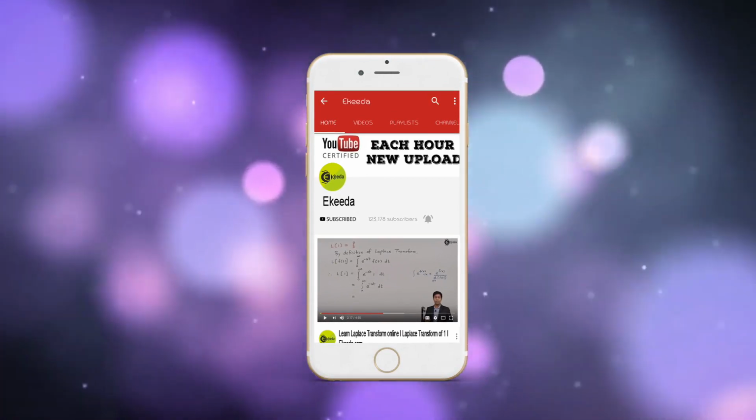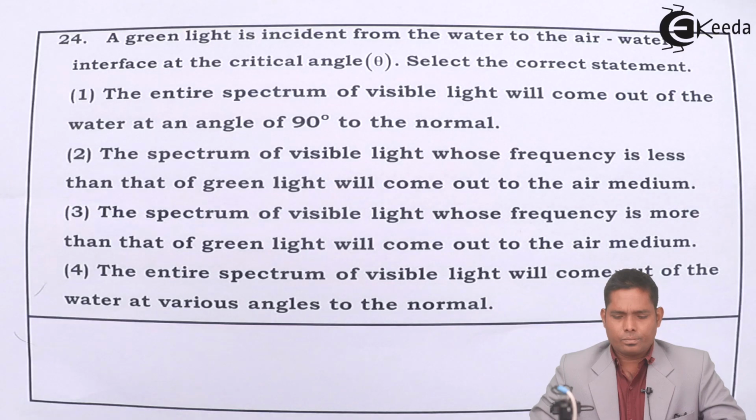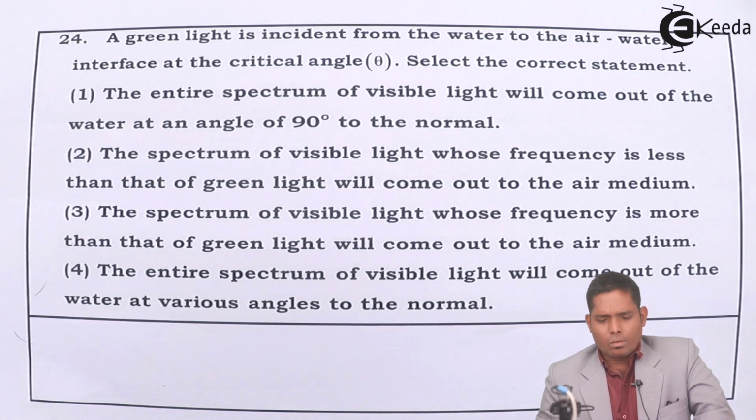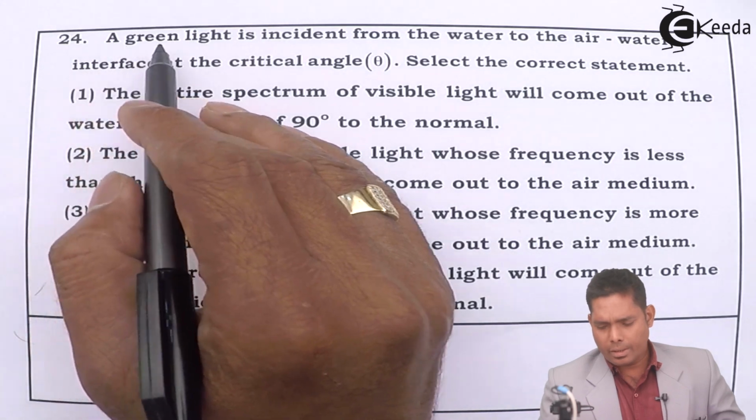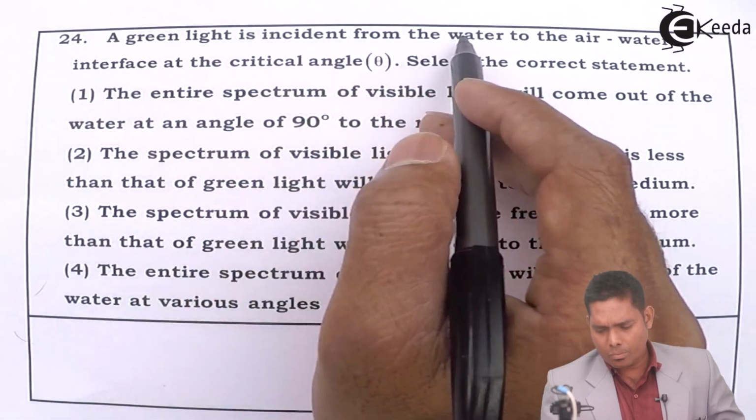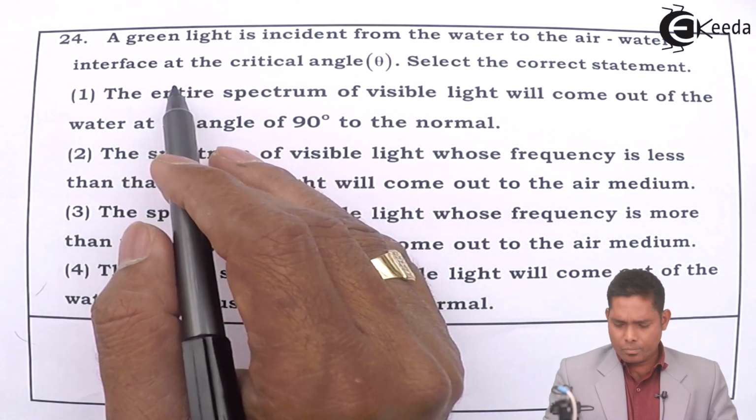Students, today we'll discuss another physics paper, JEE Mains Physics 2014. So let us discuss all those questions one by one. Students, let us solve the next question. Question number 24. A green light is incident from water to the air-water interface.